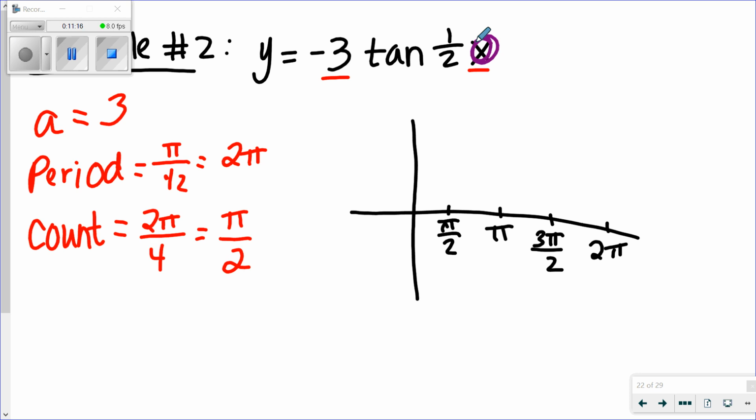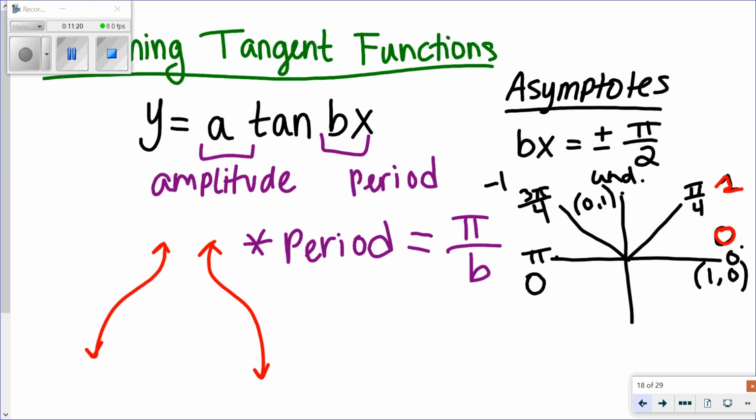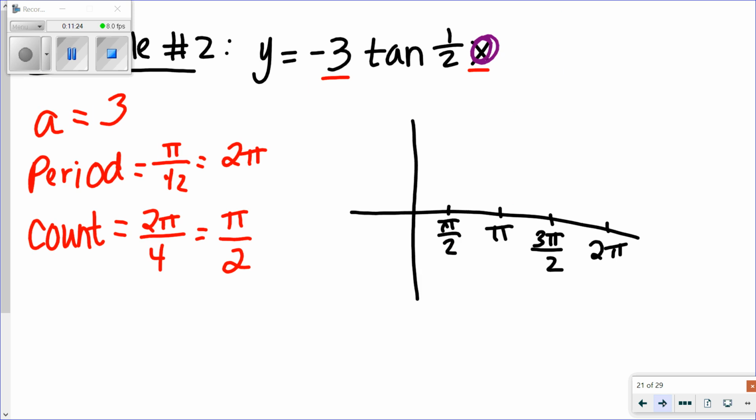The tangent at 0, well, let's go back and check. Our tangent at 0 is 0. And then 0 times -3 is 0. So we've still got the point 0, 0. Before I move on, I know that my amplitude is 3, which means the highest this thing is going to go is up 3, and the lowest it's going to go is down 3.